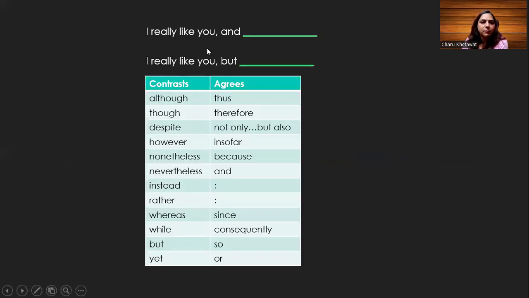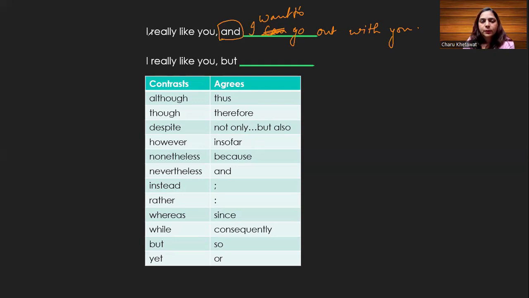I love these examples. I really like you and, I want to complete it. Let's say I say, I can go out with you. Why am I saying I want to go out with you? Because I like you. 'And' is a similarity indicator. So if here I have a positive tone, here also I need a positive tone. If here I have negative, then I need negative.